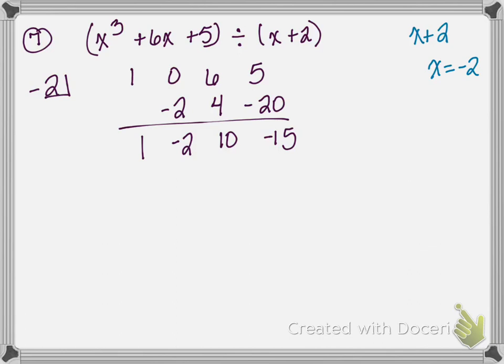Negative 15 is my remainder, so that's going to be negative 15 over something. 10 is my constant. Negative 2 is my x, and 1 is my x squared. So I have x squared minus 2x plus 10. What do I write that negative 15 over? Excellent. Okay. I think our next one is graphing. So instead of plus negative 15 over x plus 2, you can do minus 15 over x plus 2. Yes, you could. That would be exactly the same. Good job.